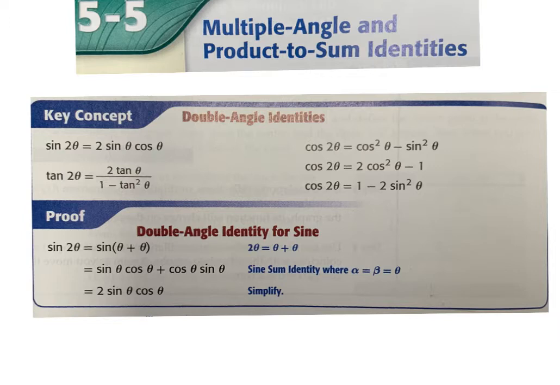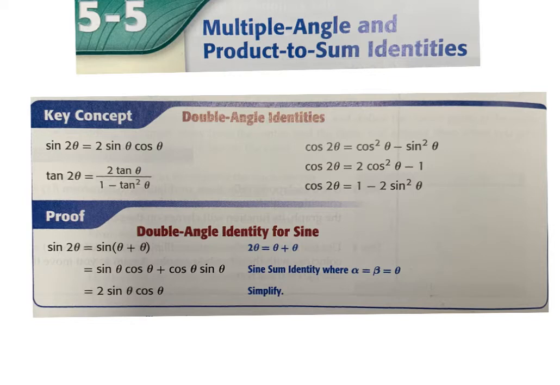So this is one example here, sine of two theta. How did they come up with these? They actually came up with these from the sum and difference. So for double angle, they give you the proof down here at the bottom. Sine of theta plus theta: sine, cosine, cosine, sine. You end up with two sine, cosine. And that's how all of these have come. But the best thing to do is memorize them.